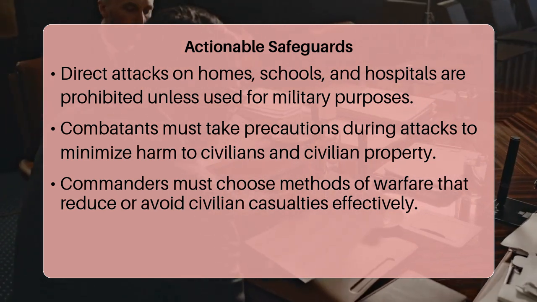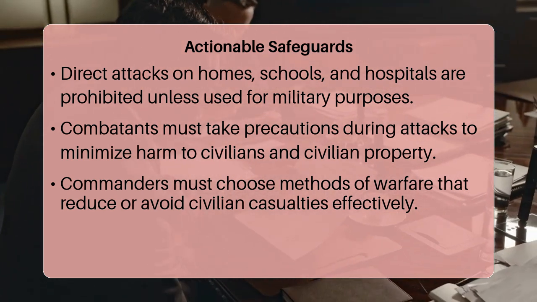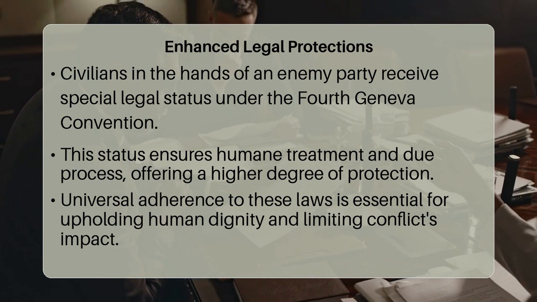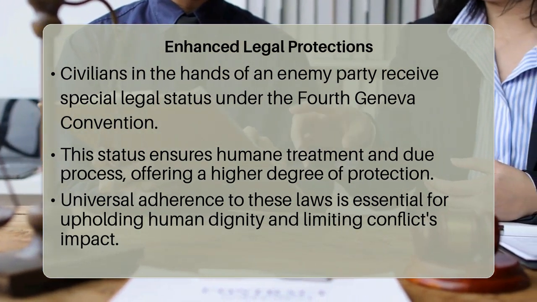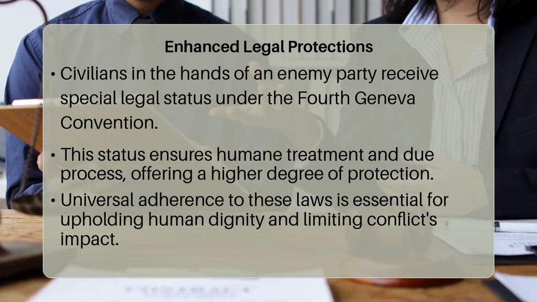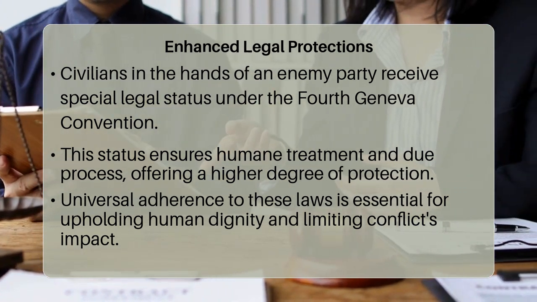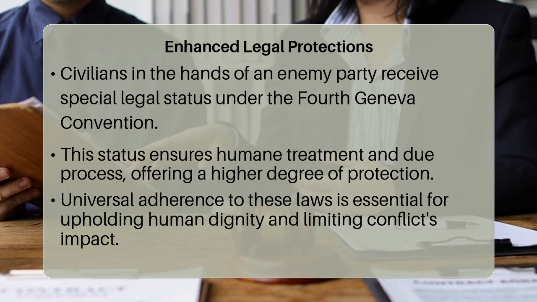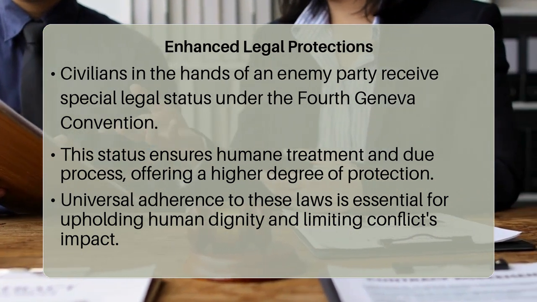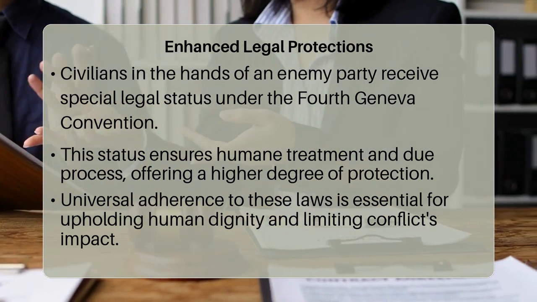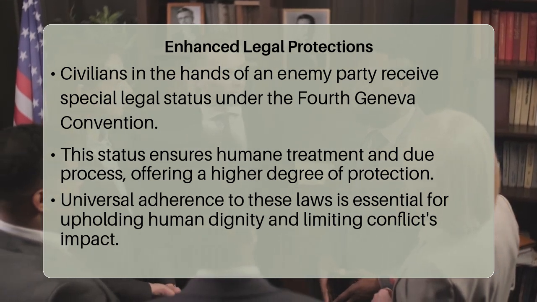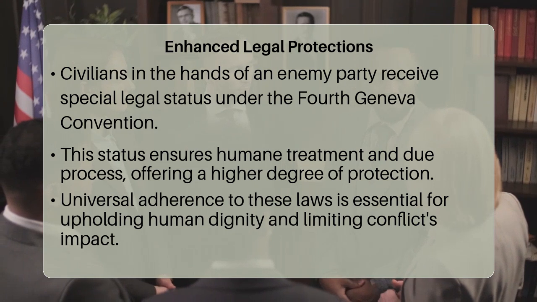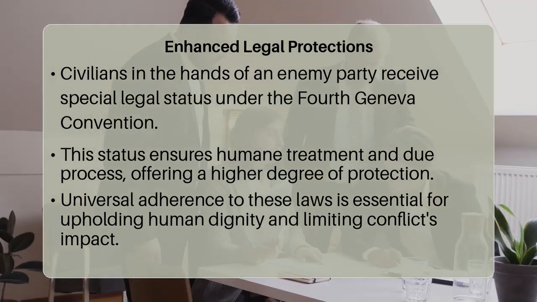An interesting nuance of international humanitarian law is the concept of a protected person, which grants specific legal status and entitlements under the Fourth Geneva Convention to civilians in the hands of an adverse party. This offers a higher degree of protection than the general non-combatant status, covering aspects from humane treatment to due process. It highlights a comprehensive legal framework aimed at limiting the suffering caused by war.